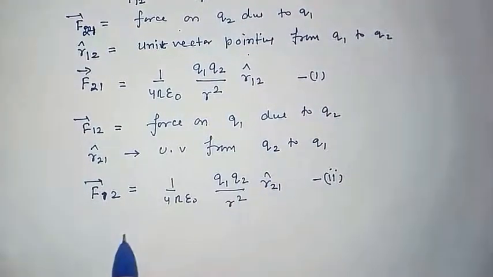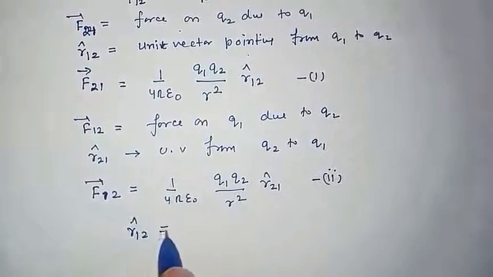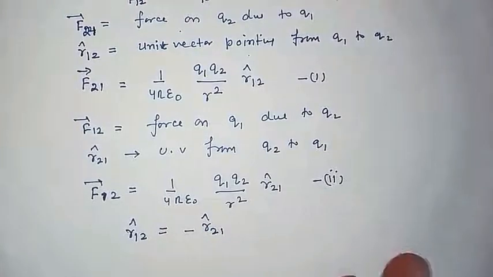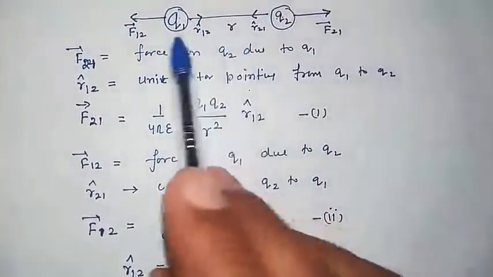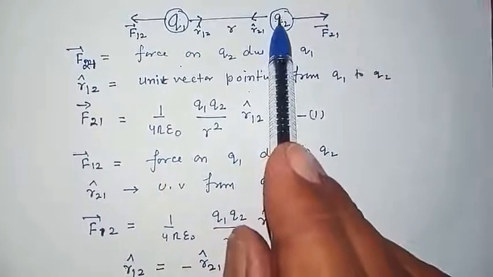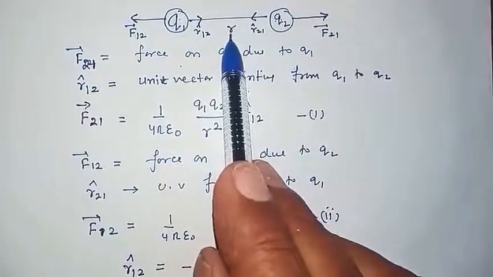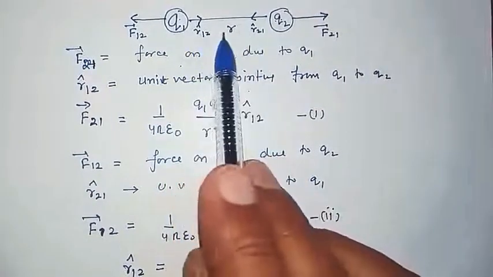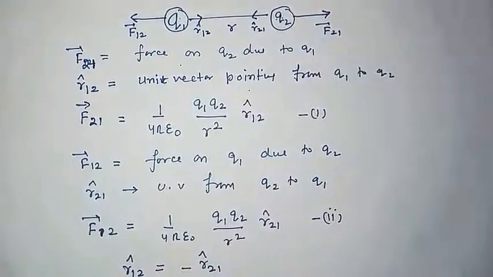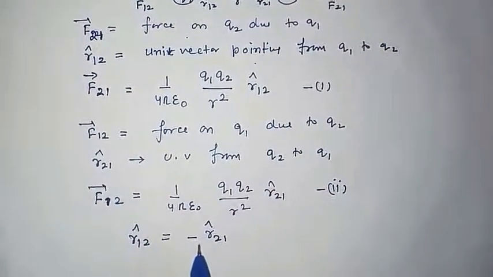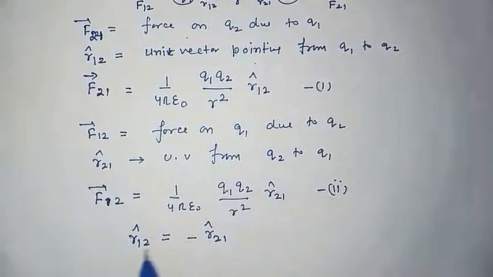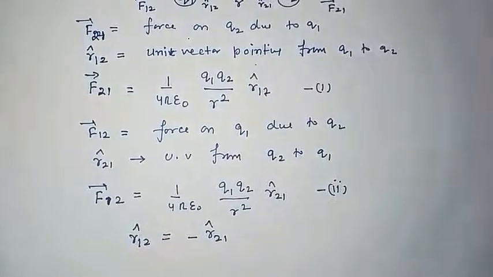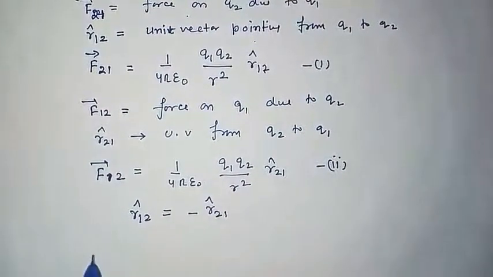Now what we see, unit vector R12 is equal and opposite to R21, that is R12 equals minus R21. Why? Because the distance from q1 to q2 and from q2 to q1 is the same, that is r, but the directions of R12 and R21 are opposite. So R12 is equal to minus of R21, right? So put this value of R12 in equation number 1. When we put this value, what do we get?